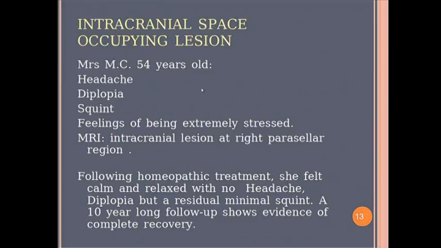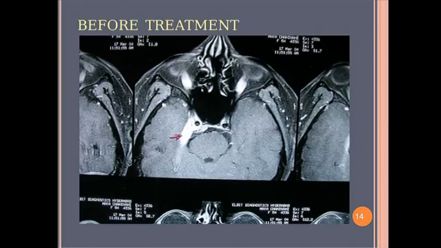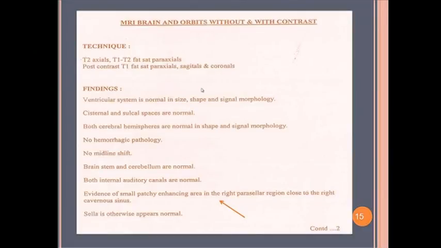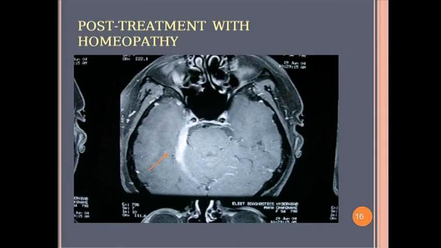Following homeopathic treatment, she felt calm and relaxed with no headache, diplopia, but a residual minimal squint. A 10-year-old long follow-up shows evidence of complete recovery. This was the MRI that was there before the treatment, which shows evidence of a small patchy enhancing area in the right paracellular region close to the right cavernous sinus. We treated homeopathically, and post-treatment you can see the noticeable difference.